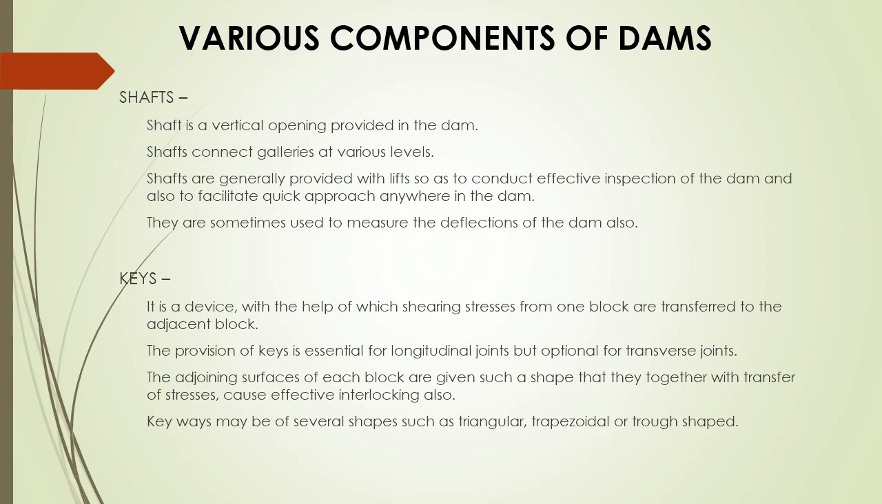Then we have to discuss keys. A key is a device with the help of which shearing stresses from one block are transferred to the adjacent block. The provision of keys is essential for longitudinal joints but optional for transverse joints. The adjoining surfaces of each block are given such a shape that they, together with transfer of stresses, cause effective interlocking also. Keyways may be of several shapes such as triangular, trapezoidal, or trough-shaped.